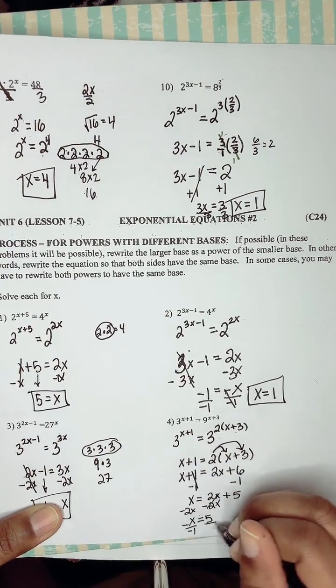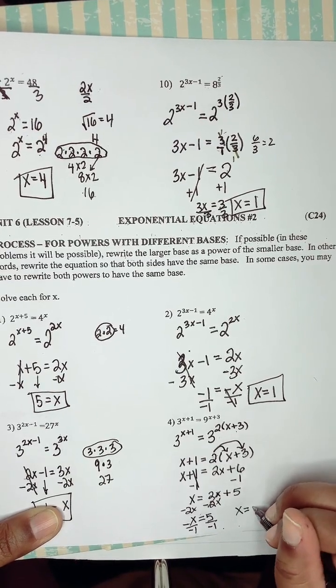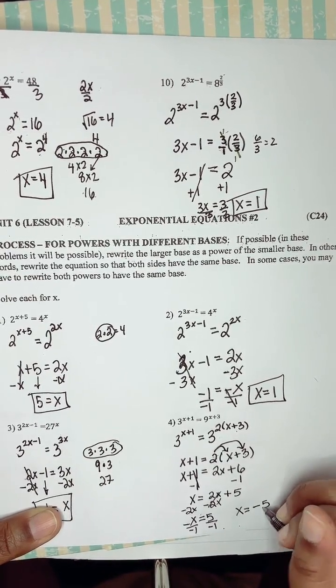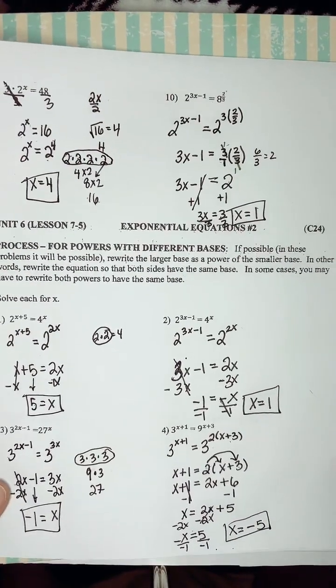Divide, and we get x equals -5. And that's our beautiful answer.